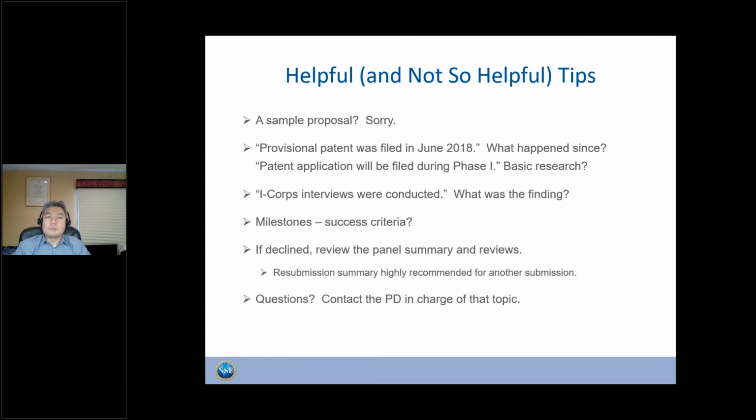Milestones, we see companies just simply listing milestones, what they hope to do. But I see this more often these days than before. Many of our reviewers are asking, well, how do we know if the company has successfully completed these projects? So some form of success criteria with each of these milestones will also be helpful.